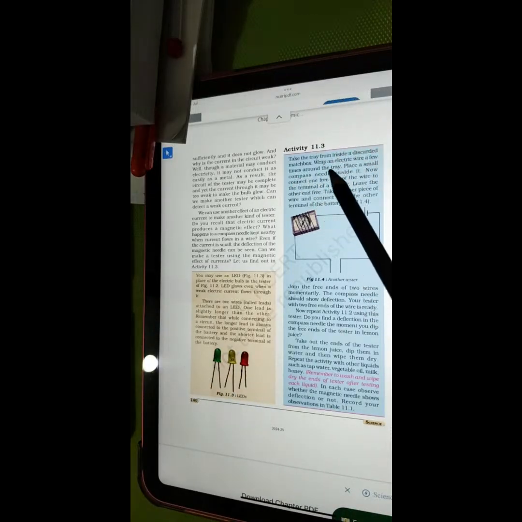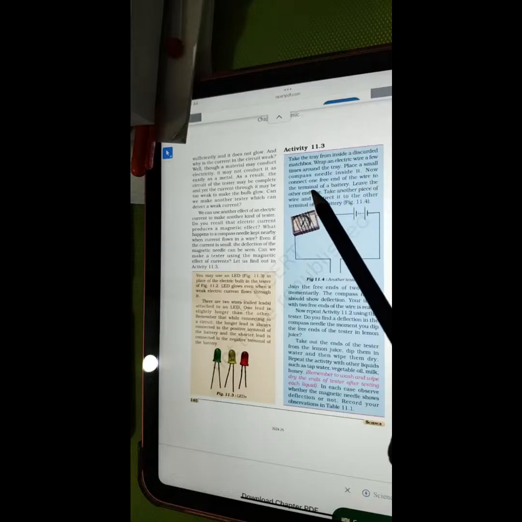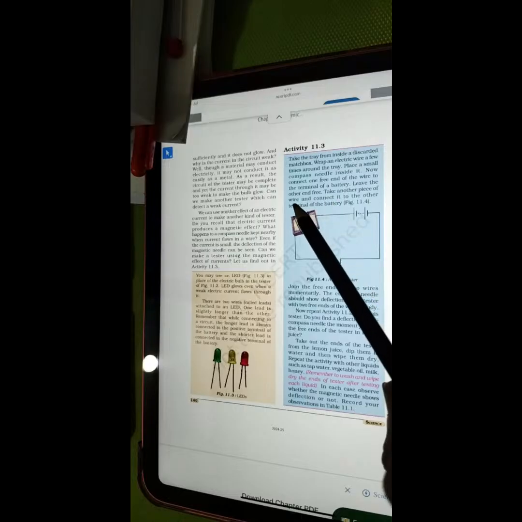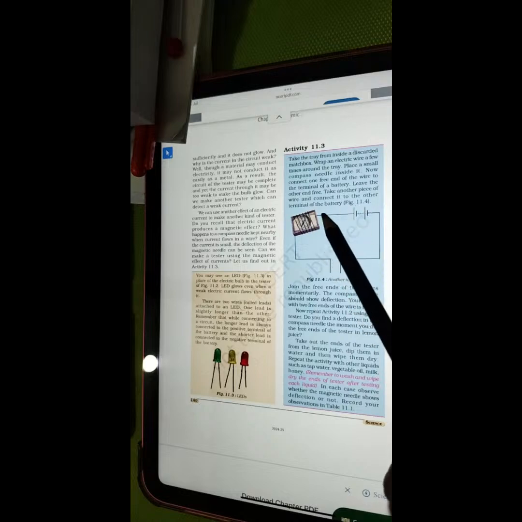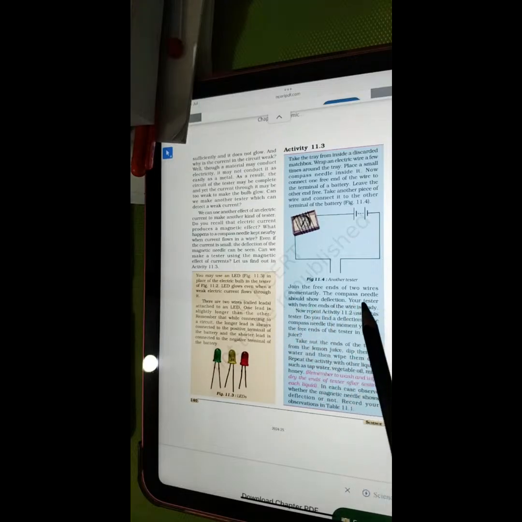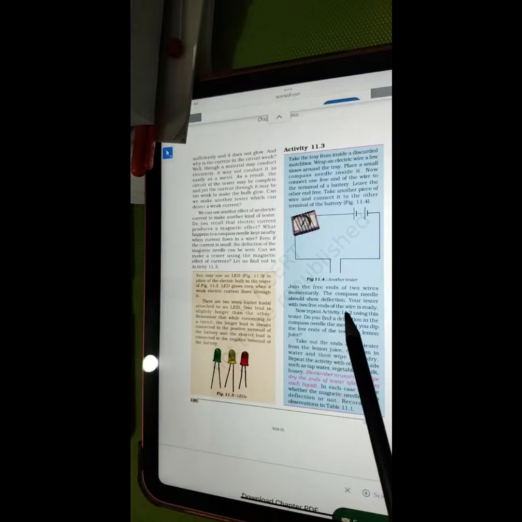Activity 11.3. Take the tray from inside a discarded matchbox. Wrap an electric wire a few times around the tray. Place a small compass needle inside it. Now connect one free end of the wire to the terminal of a battery. Leave the other end free. Take another piece of wire and connect it to the other terminal of the battery as shown in figure 11.4. Join the free ends of the two wires momentarily. The compass needle should show deflection. Your tester with two free ends of the wire is ready.